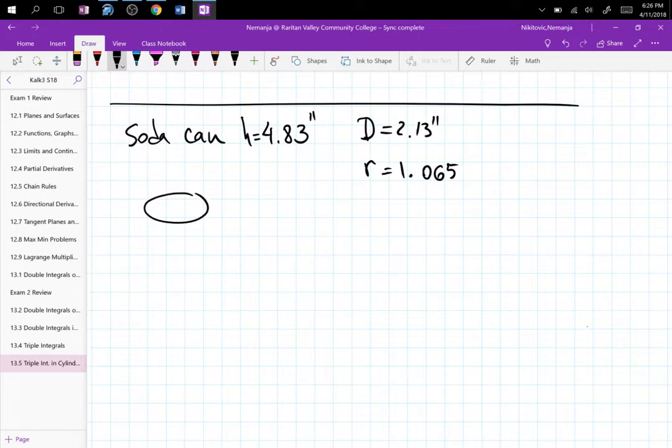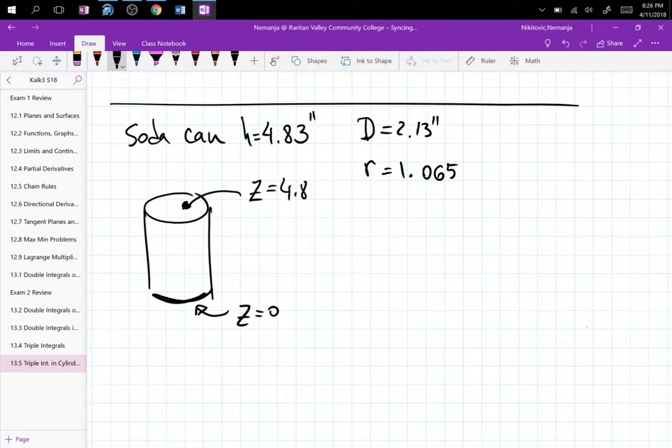So when I draw my soda can over here, what do I see? I see there is a base, and that's my z equals 0. I see there is a top, and that's my z equals 4.83, because it's a flat plane on the bottom and a flat plane on the top. We're just working on the very simple calculation here. And we also have the radius.